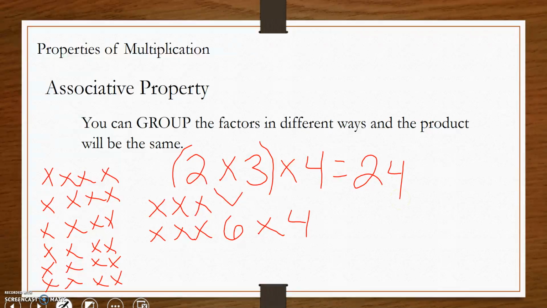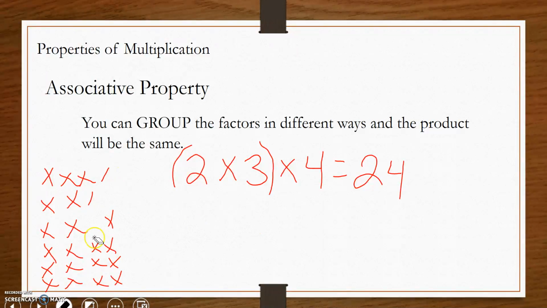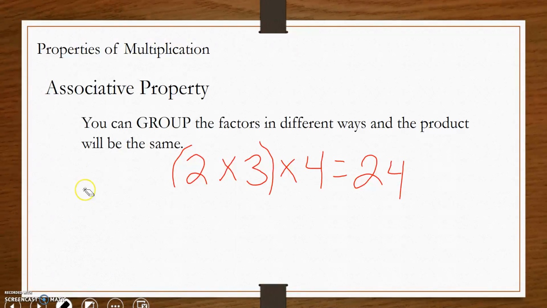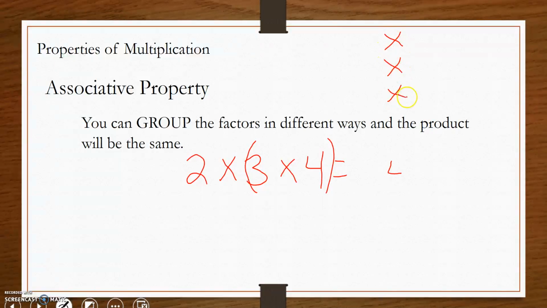Now I can take that exact same problem and I can group my factors in a different way. Let me show you what I mean. So instead of saying 2 times 3 first, I can say 3 times 4 first and solve that. 3 rows, 4 in each row, and my answer is 12.